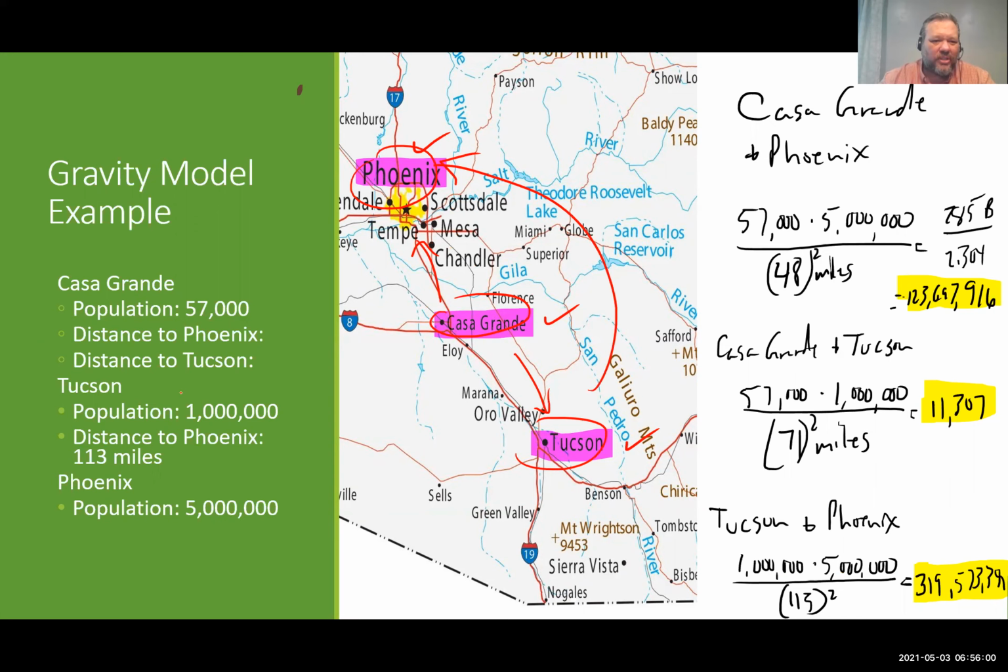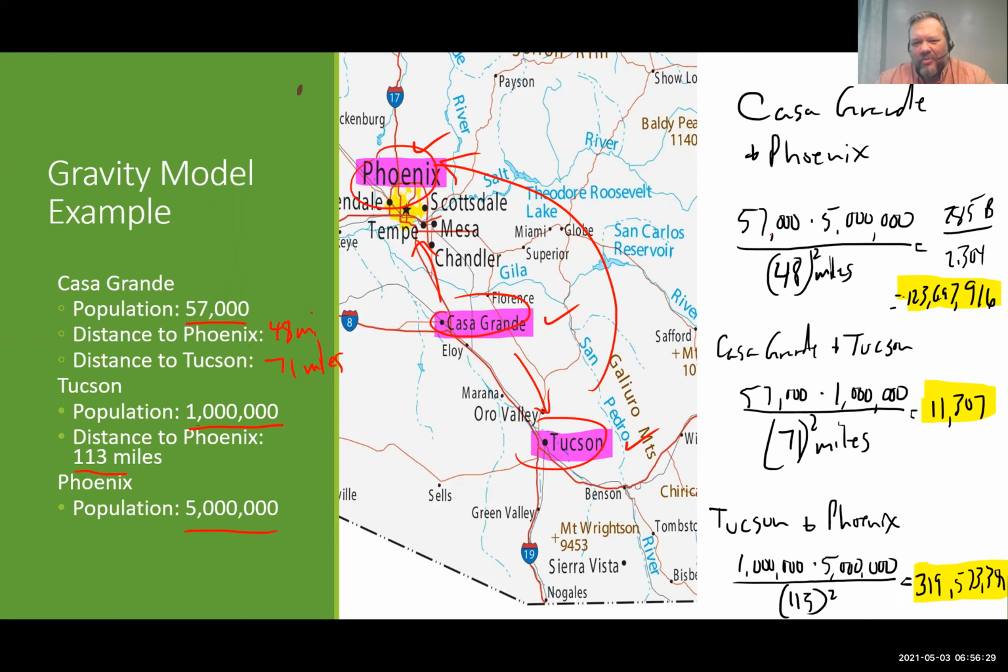And so in order to do this, here's the statistics. And I took the metropolitan area. So Casa Grande, about 57,000 people. Its distance to Phoenix, I put over here, is 48 miles. All right. And then the distance to Tucson is 71 miles. All right. Tucson population is about 1 million. It's about 113 miles from Phoenix, and then Phoenix population is 5 million.